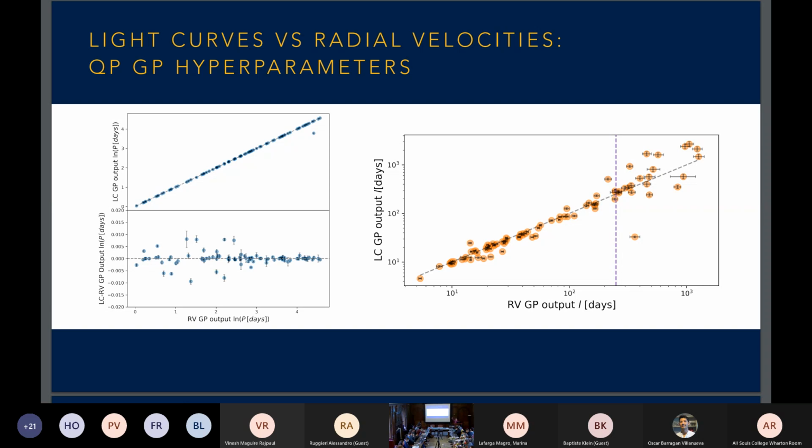Again, with the evolution time scale, so this is the L parameter in the QPGP for radial velocities and light curves, a beautiful correlation there. And that purple dashed line is the extent of the data. So past that line, there are still some models that are out there and they fit far less well. There's no sort of global trend though, it's just scatter at that point.